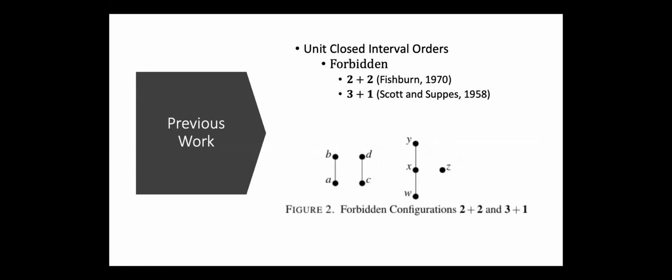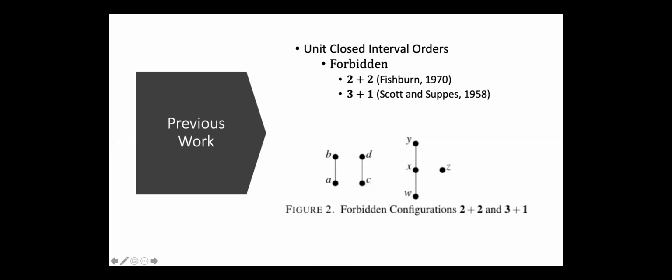Now, unit obviously meaning length 1 in this case in the traditional sense, and closed meaning when we represent these using the intervals that you saw on the previous slide, the intervals are only going to be allowed to be closed. And we call this unit closed interval orders. That is a specific class of interval orders. So unit closed is the class here.